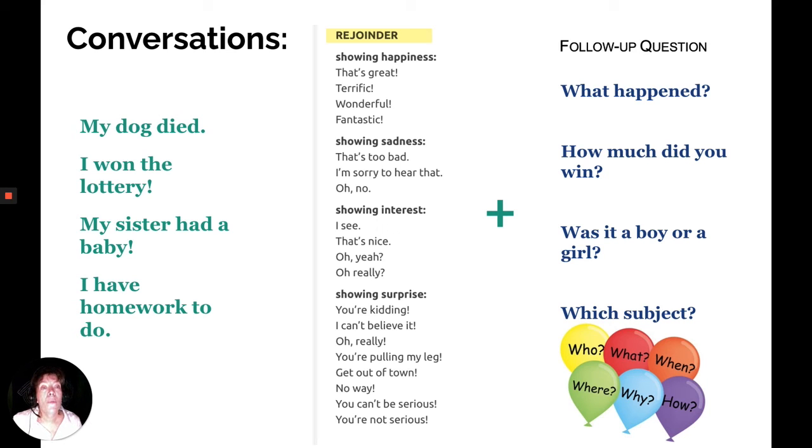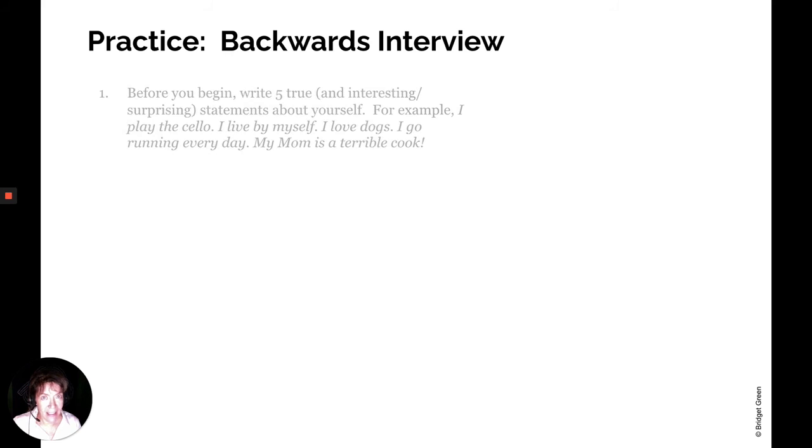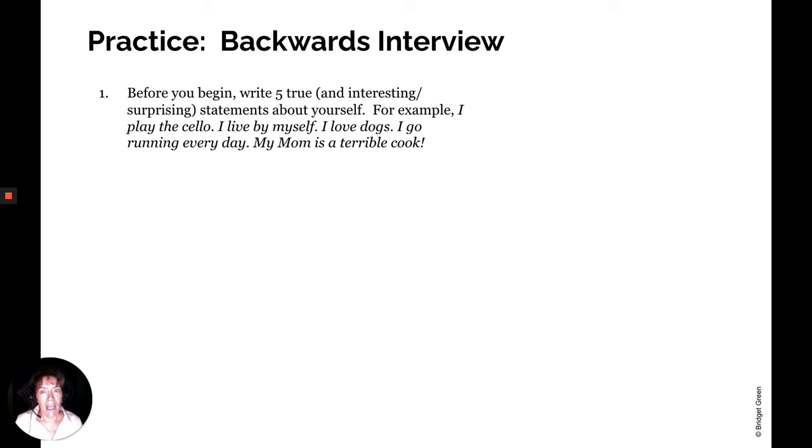Now, we want to help you practice these conversations. Let's do a backwards interview. Before you begin, you're going to write 5 true and interesting or surprising statements about yourself. For example, I play the cello, or I live by myself. Write 5 true sentences about yourself.